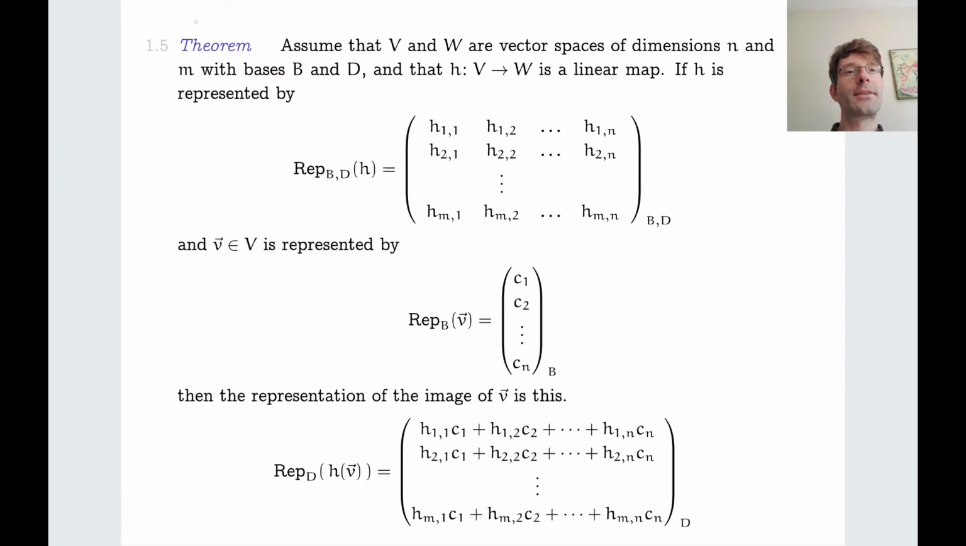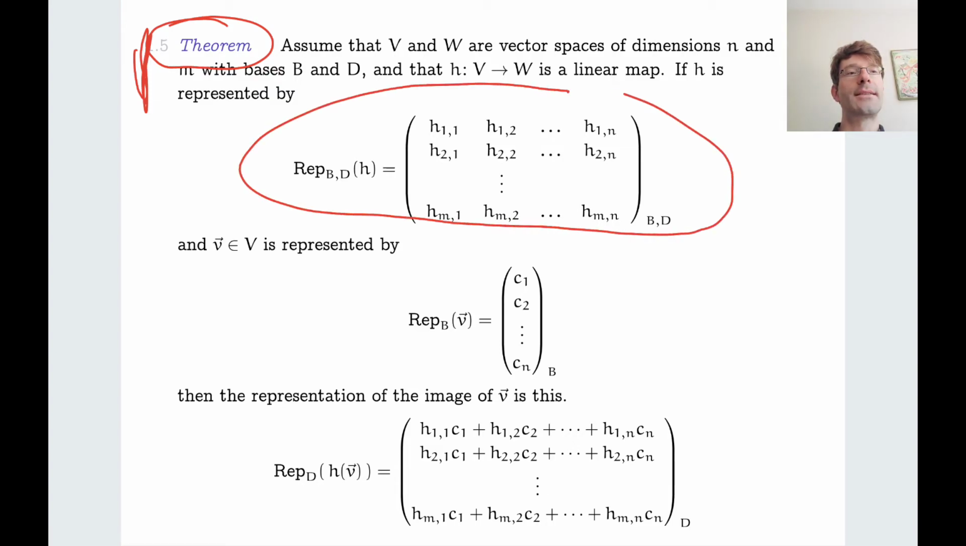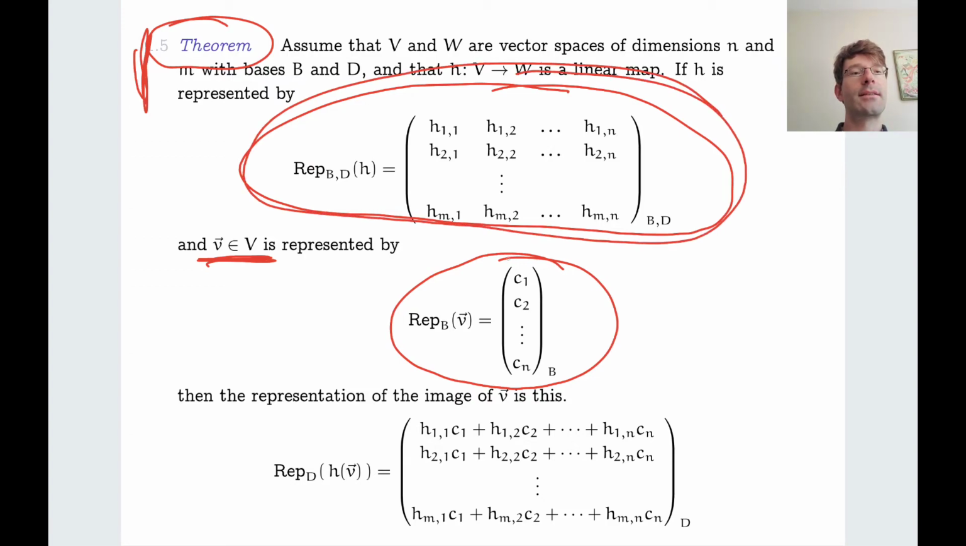And now here's the theorem that we have observed already in the initial example. So if we have the same assumptions as before, and we represent H with respect to bases B and D, and now we take an arbitrary input vector V and represent it with respect to the input basis, then we can combine the matrix with this vector to get a representation of H of V with respect to the output basis.